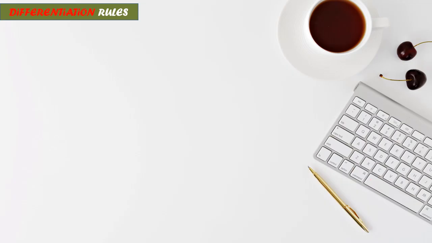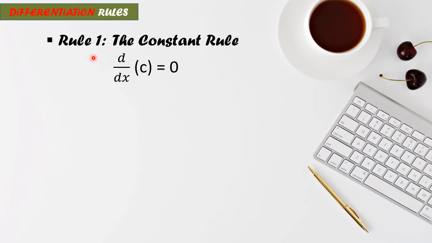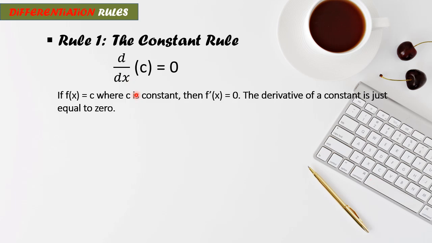Okay. So first we have here rule number one, the constant rule. So this is its formula. Let's read first the definition. If f of x is equal to c, where c is a constant, then f prime of x is equal to 0. The derivative of a constant is just equal to 0.